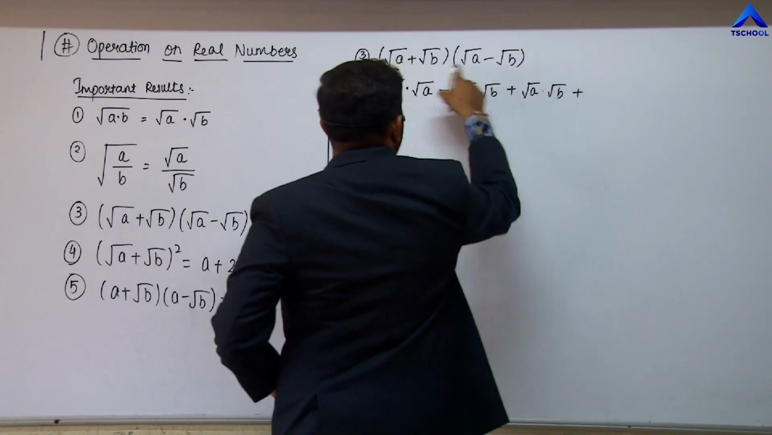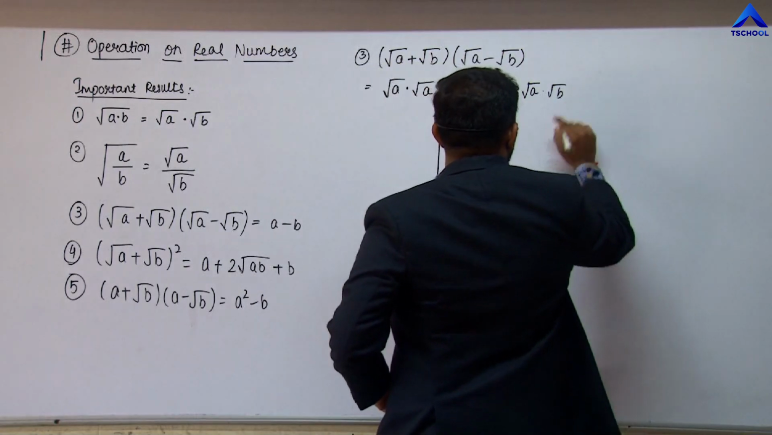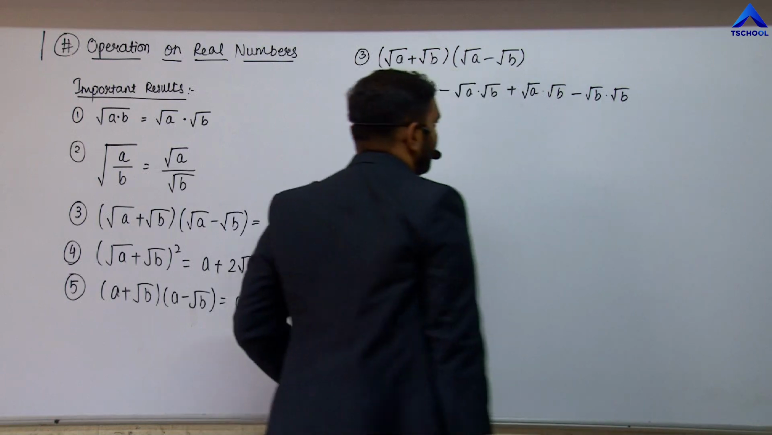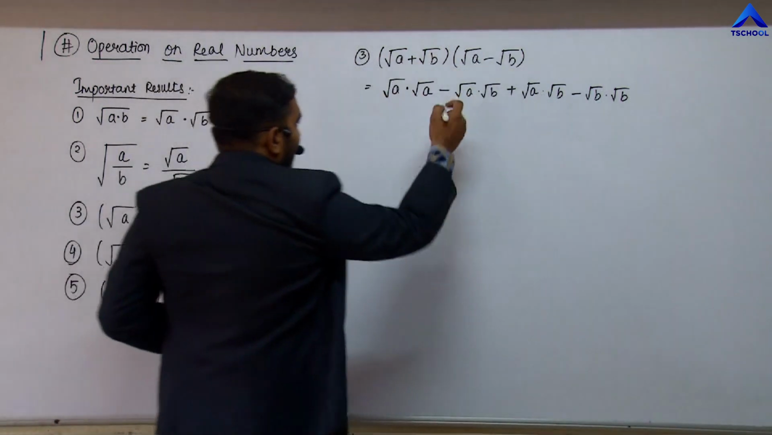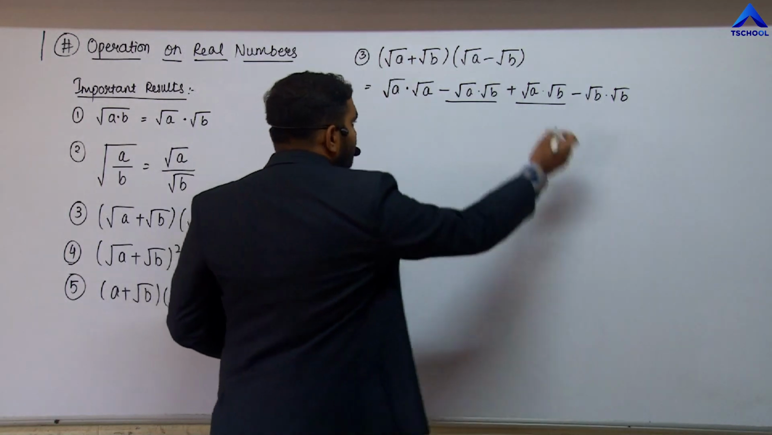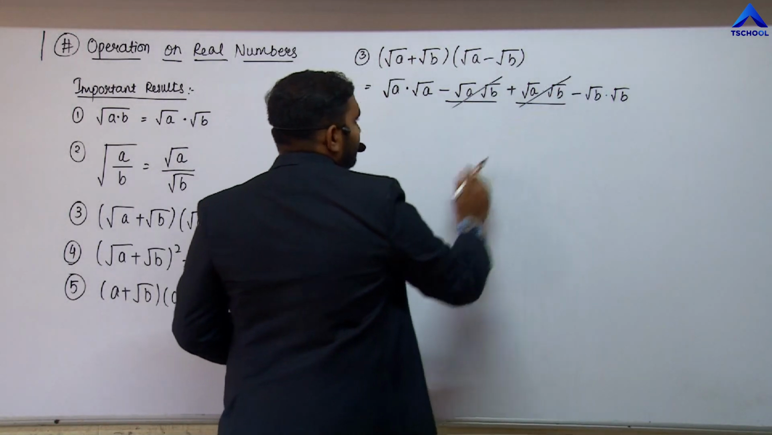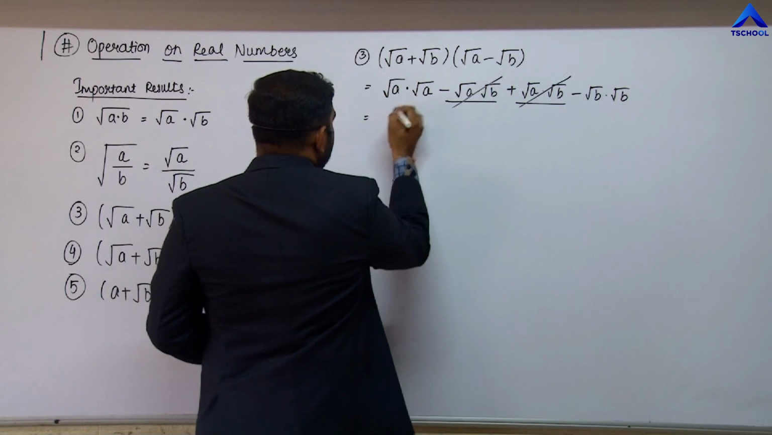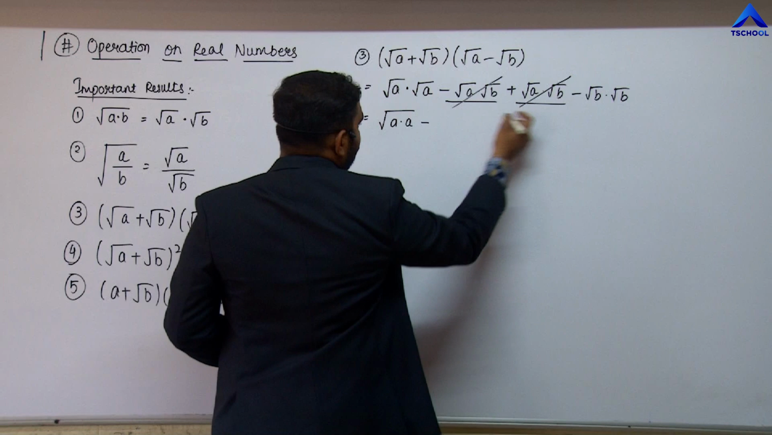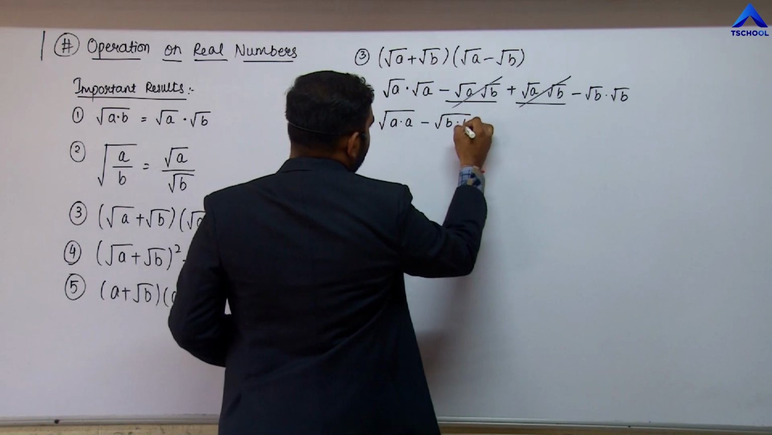And this is plus minus minus, sorry, that will be root b into root b. So friends, minus root a root b and plus root a root b can be cancelled out here. So these both terms can be simply cancelled out. So the remaining thing is square root of a into a minus square root of b into b.